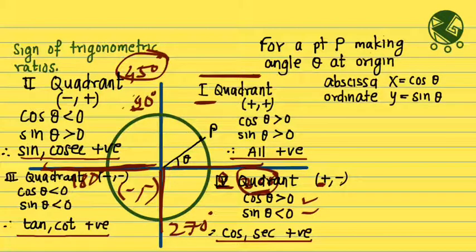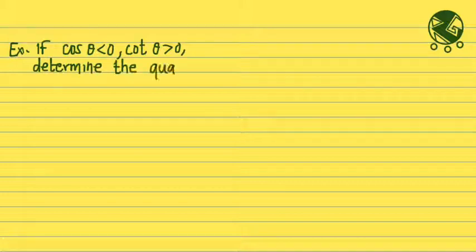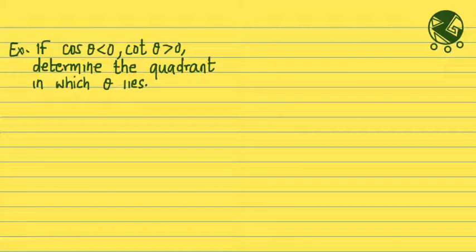Now remember this: in the first quadrant all are positive, in the second quadrant sin and cosec are positive, in the third quadrant tan and cot are positive, and in the fourth quadrant cos and sec are positive. This is sufficient information. Now let's try to solve this example. If cos theta is negative, less than 0, and cot theta is positive, greater than 0, determine the quadrant in which theta lies.